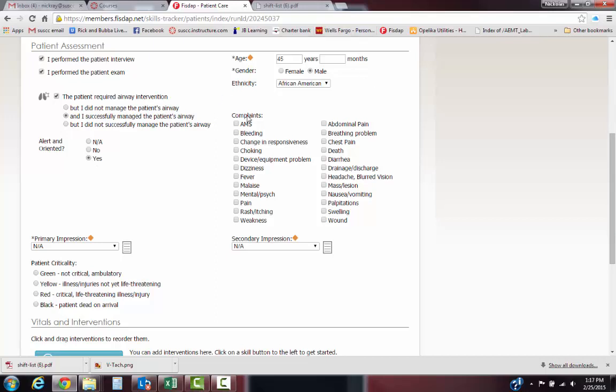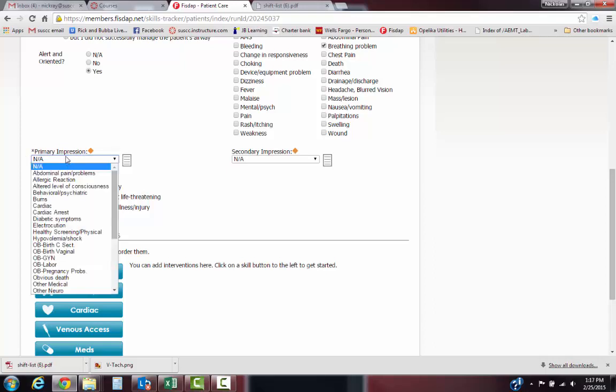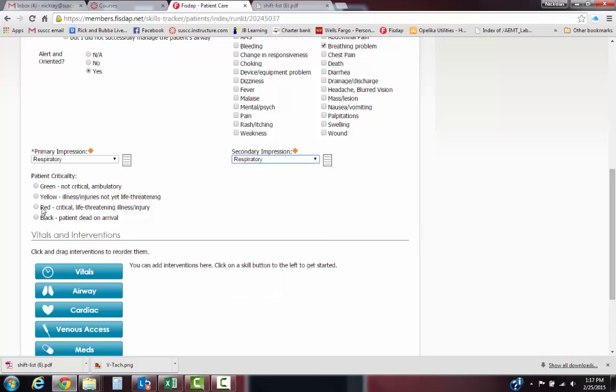What was his chief complaint? You need to be sure that you pick a chief complaint. Breathing problem. Primary impression. Again, note that you've got an asterisk next to it. So your primary impression, what was it? Well, he was having breathing issues. So let's see what we can find for breathing issues. Respiratory. Secondary impression, when we got there and we rechecked him, he was still respiratory.